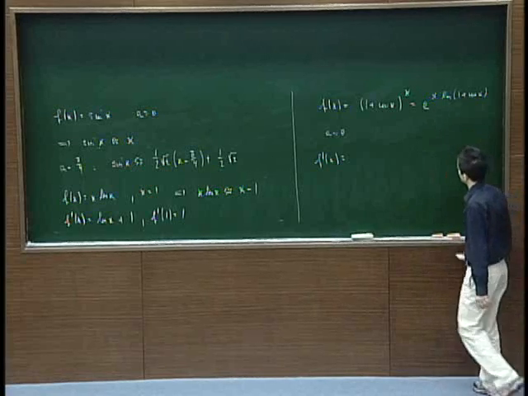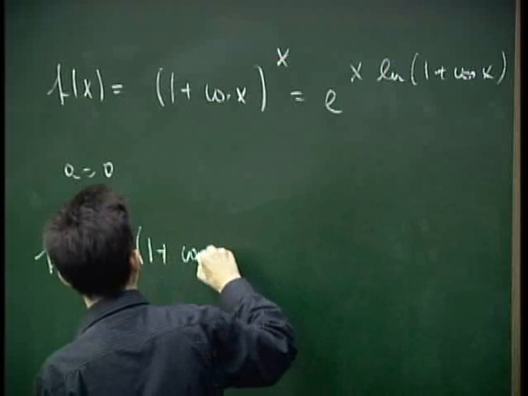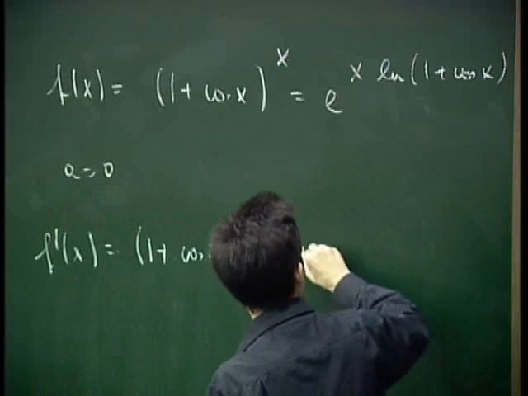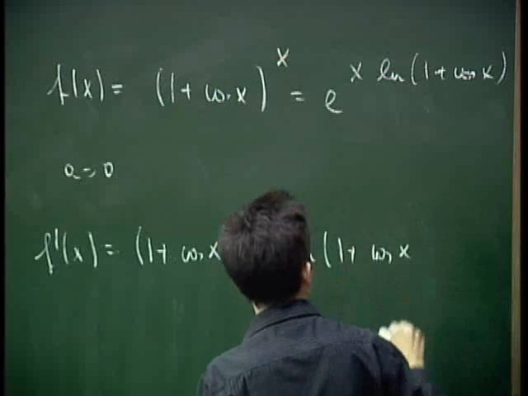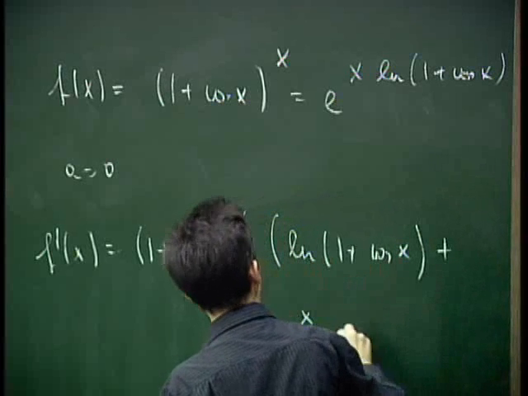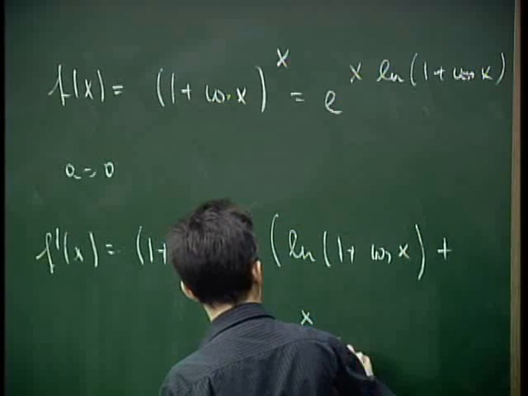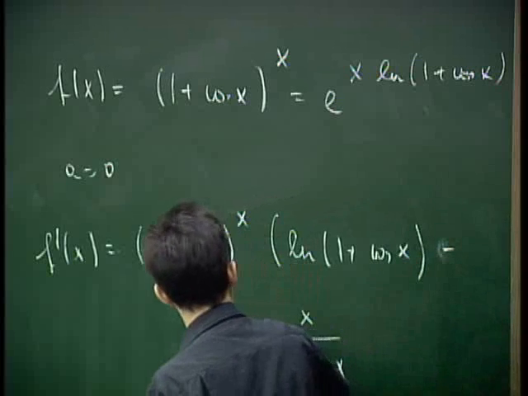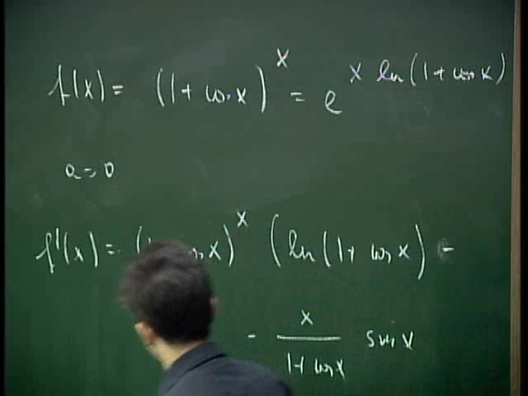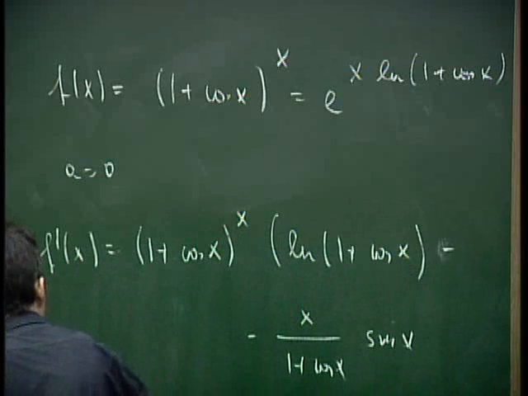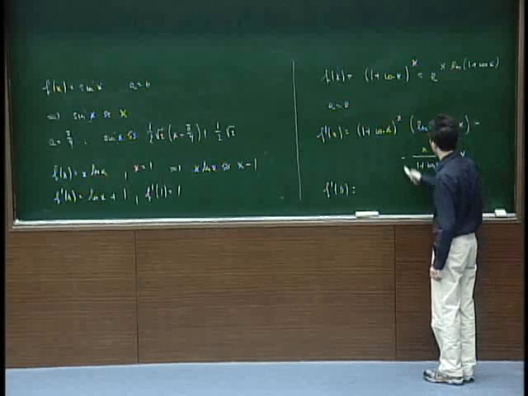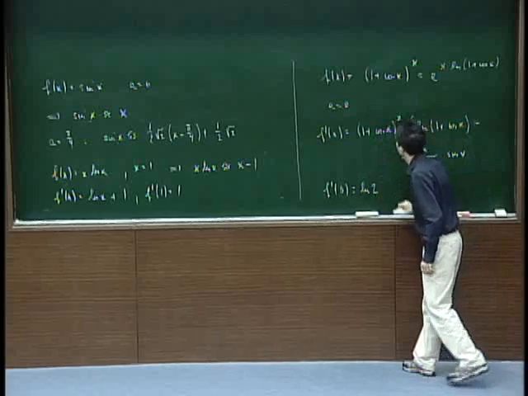The derivative of the outer function is the function itself. Now the derivative of the inner function, which is ln(1 plus cosine of x) plus x over 1 plus cosine of x. Actually, here you have a minus sine of x. Okay, so you see the derivative of f at 0. So this guy is 0, this guy is the ln of 2, this guy is 1, so you have ln of 2.